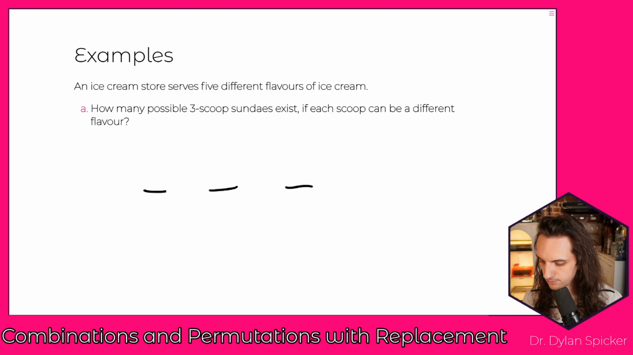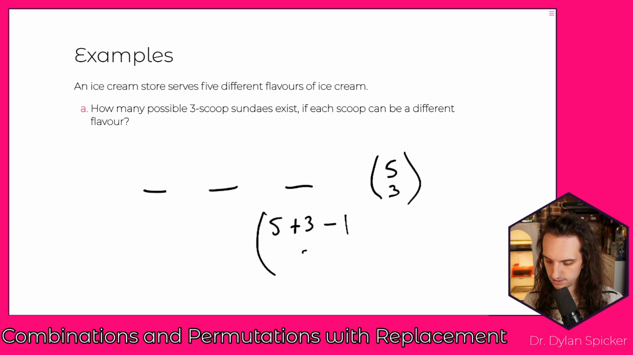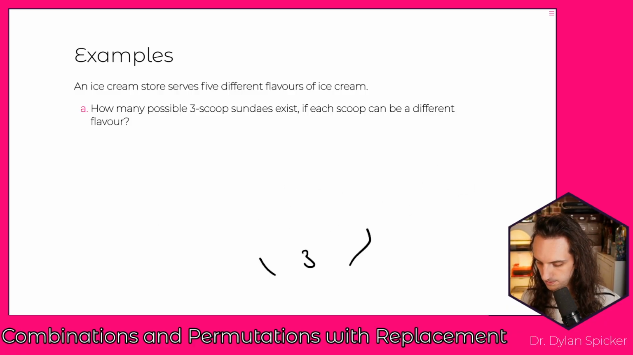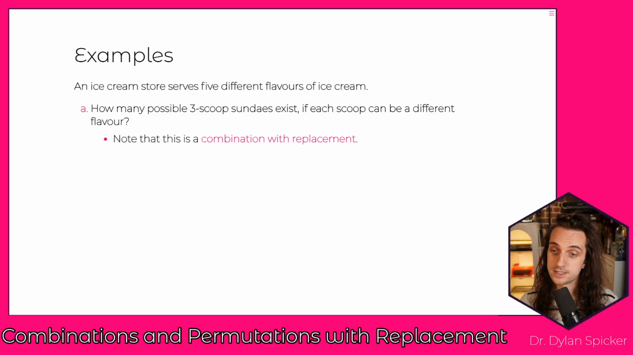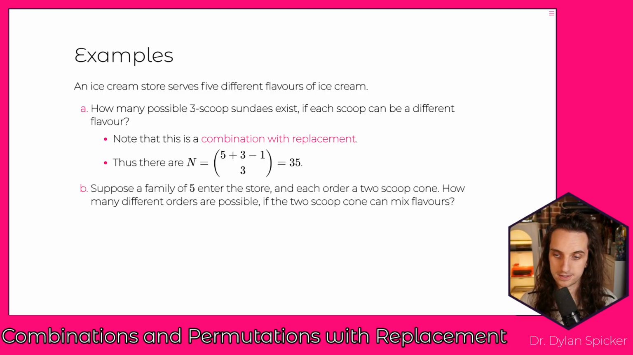And so then what we're saying is that we're not trying to do 5 choose 3, which would tell us how many ways can you form a sundae with each flavor being unique. But instead, we need to go 5 plus k, which is 3, minus 1, choose 3, right? And so this is, again, just n plus k minus 1, choose k. Right? That's what we're dealing with here. And if we work this out, then we can solve for our combinations in this case, right? 5 plus 3 minus 1, choose 3, is 35. So there are 35 different sundaes that you could order here if you're allowed to repeat flavors.